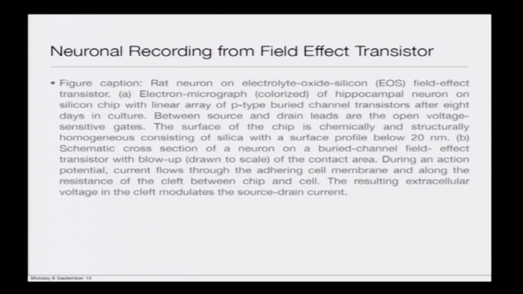Now, coming back, the surface of the chip is chemically and structurally homogeneous, consisting of silica with a surface profile below 20 nanometer. The schematic cross section of a neuron on a buried channel field effect transistor with a blow up drawn to scale of the contact area. During an action potential, current flows through the adhering cell membrane and along the resistance of the cleft between chip and cell. The resulting extracellular voltage in the cleft, this is the most important line. The resulting extracellular voltage in the cleft modulates the source and the drain current.